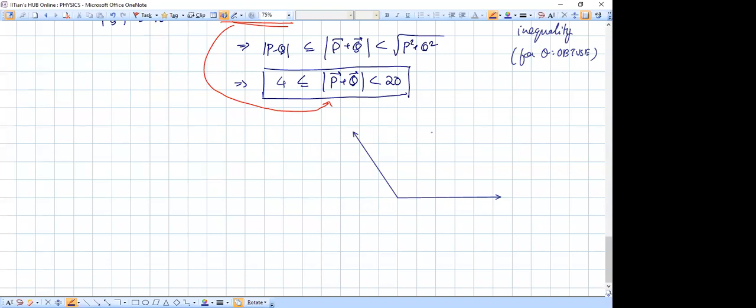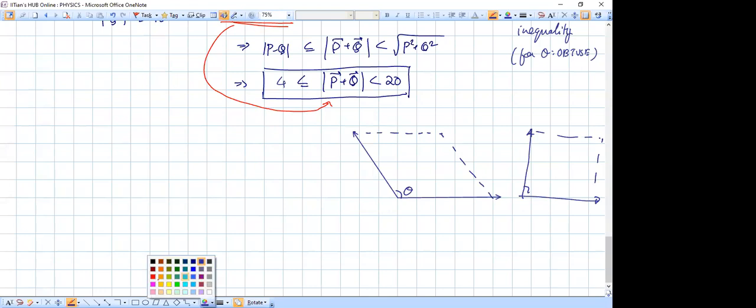theta has become obtuse, this diagonal compared to the 90-degree case, compared to this 90-degree case, this diagonal has got compressed. This diagonal has got compressed now. Okay, so if this was root of P square plus Q square, this is now less than root of P square plus Q square.